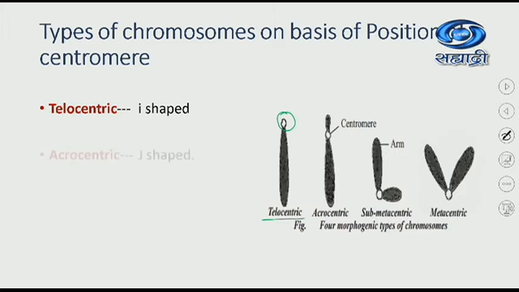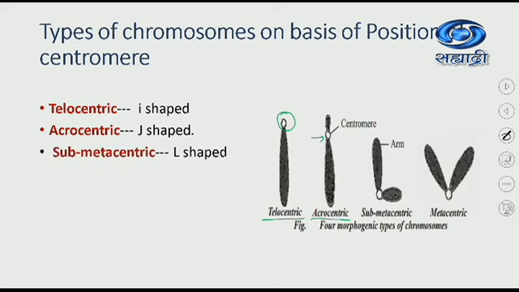Only one arm is there. Acrocentric. The centromere is towards the end. Very important: near the end, not at the end. Therefore, it appears J-shaped. And such type of chromosome is called an acrocentric chromosome.